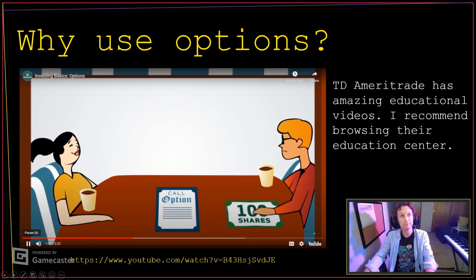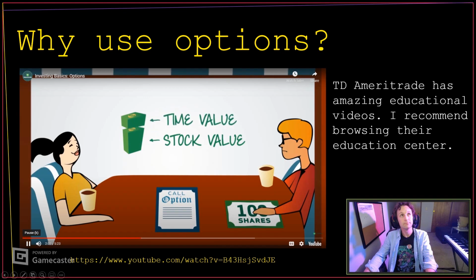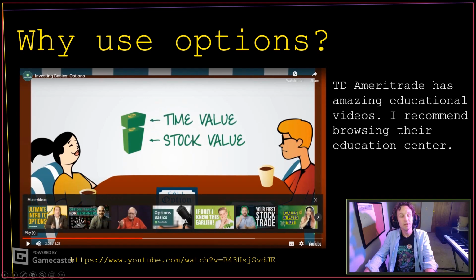The buyer purchases the contract by paying the options premium. The premium, or price of the option, is determined by several factors, including the stock price, time until expiration, and implied volatility. I'm going to go ahead and stop it right there.